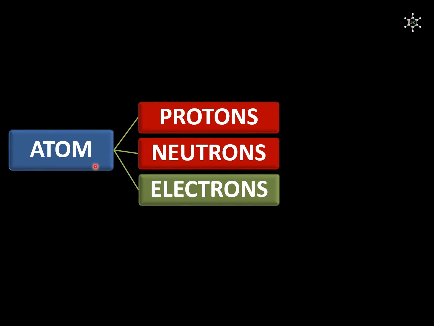An atom consists of protons, neutrons, and electrons in it. Among these three, protons and neutrons are present inside the nucleus at the center of the atom. Electrons will be revolving around the nucleus.